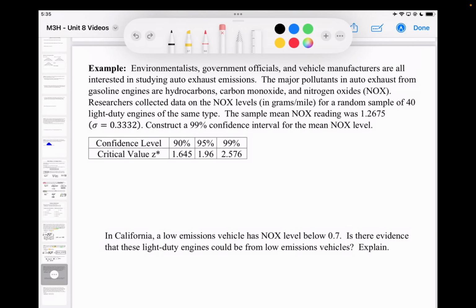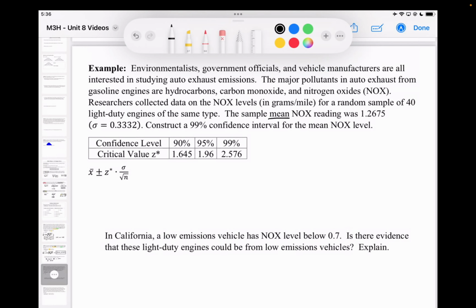For the last two examples, we're going to be doing problems that deal with sample means. So we'll be using the other formula, the X bar formula. Rather than read this entire word problem, I'll just jump to the information we actually need. This one's talking about auto exhaust emissions, or NOx levels.